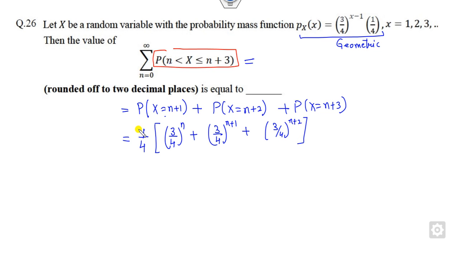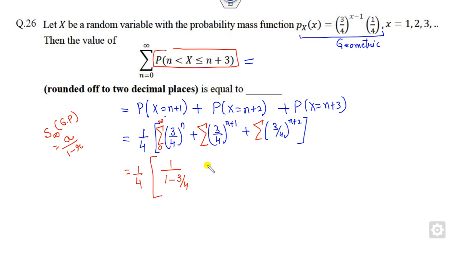Now the rest is you have to take the summation. So 1 by 4 is outside. What will happen if you take this summation? It goes inside to each term. This is the sum of a GP series. What is the sum of a GP series? A over 1 minus r. When you start from 0 to infinity, the first term is 1, so 1 over 1 minus 3 by 4, plus the first term 3 by 4 over 1 minus 3 by 4, plus the first term 3 by 4 whole square over 1 minus 3 by 4.